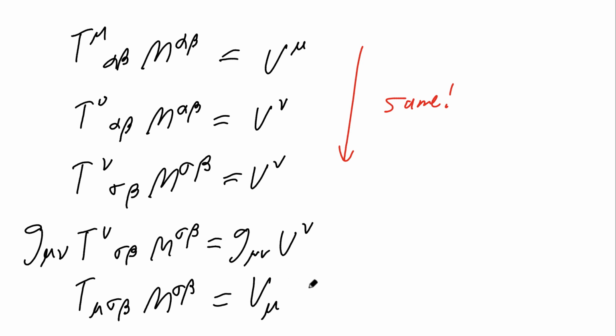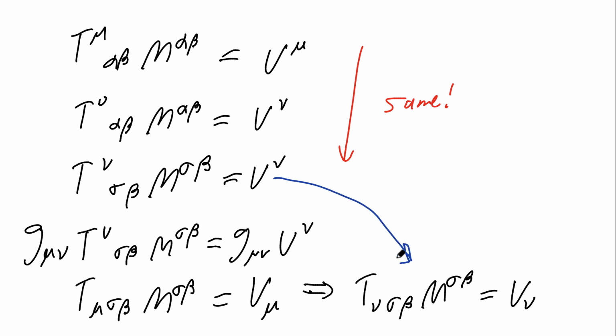And of course, in this expression, we're free to change the index mu to an index nu, as long as we do so consistently in every term. So this is T nu sigma beta M sigma beta equals V nu. And now if you compare these two versions of the same equation, you can see that the only thing that's happened is the index nu has been lowered, and we refer to that as lowering the index.